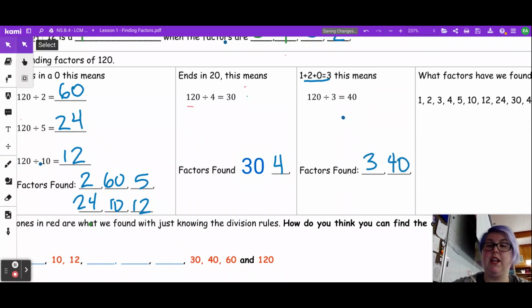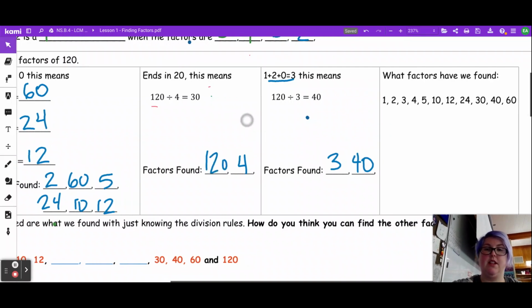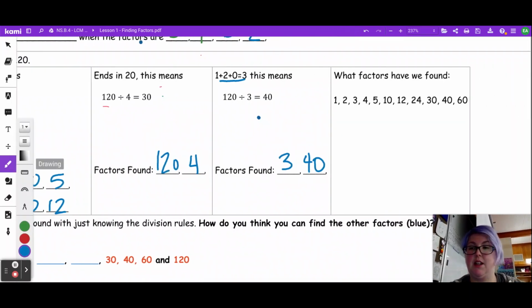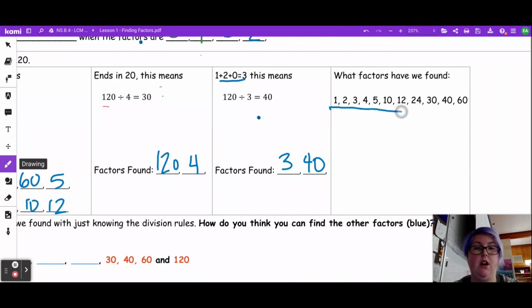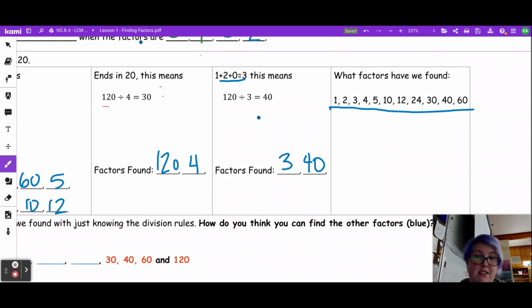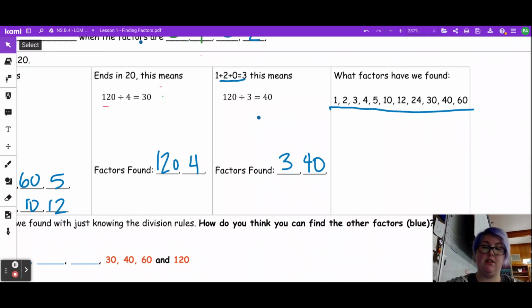So we are looking at different ways to find the factors. You'll see over here we have a list compiled of all of the factors that we just found. Every number that I just wrote down is found here in a list. The list is from the smallest to the greatest, so I make sure I don't miss anything.